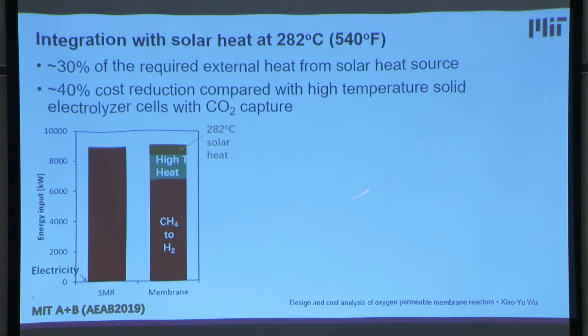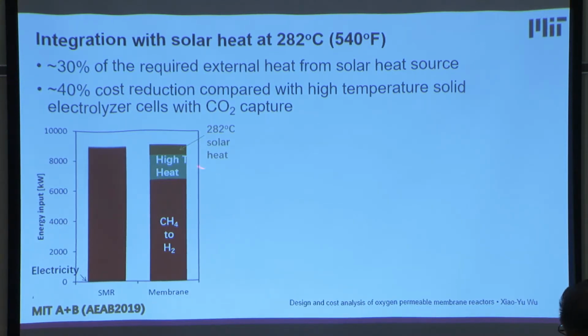We did analysis to compare these two different technologies. We use a system scale analysis to compare steam methane reforming, which is the conventional technology, with our new technology using a methane membrane reactor. You can see that the efficiency is quite close to the conventional technology. However, the conventional technology utilizes only methane as a fuel or as a source for hydrogen production. In our technology, we use some of the methane for hydrogen production, and then we also integrate some type of renewable or low carbon heat.